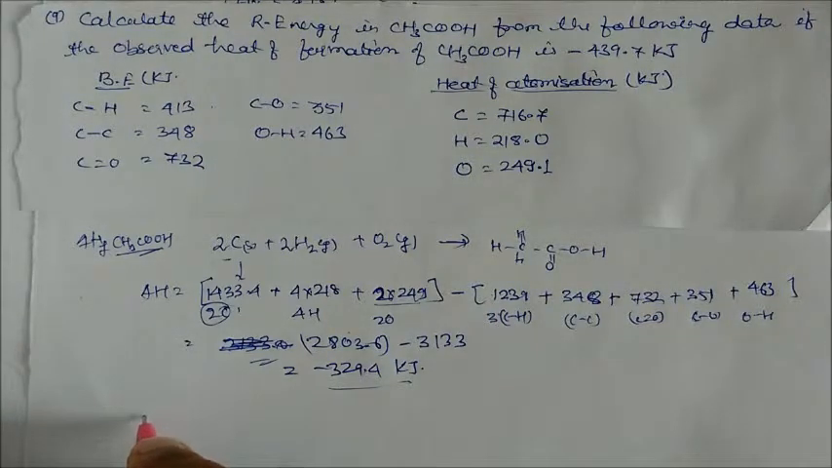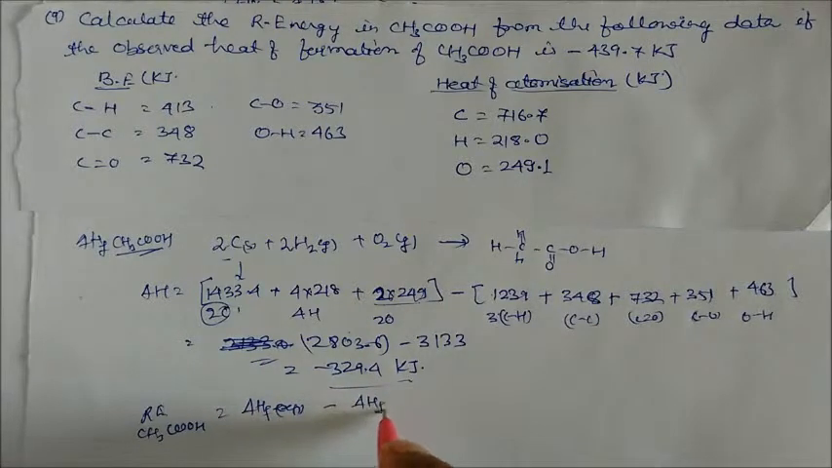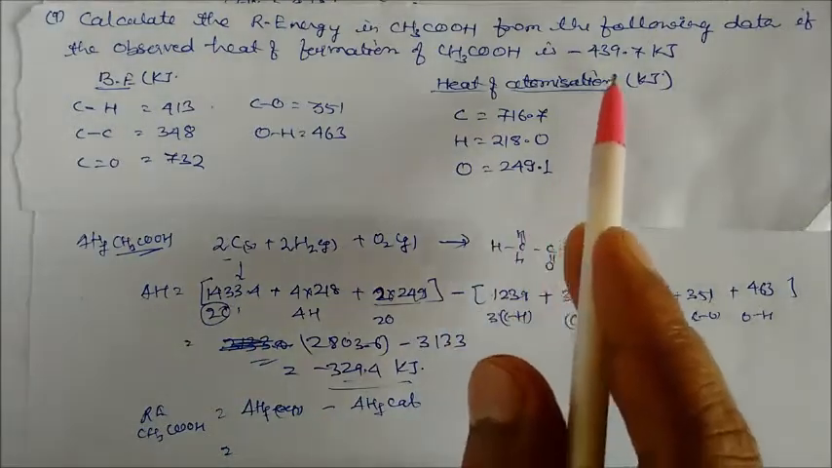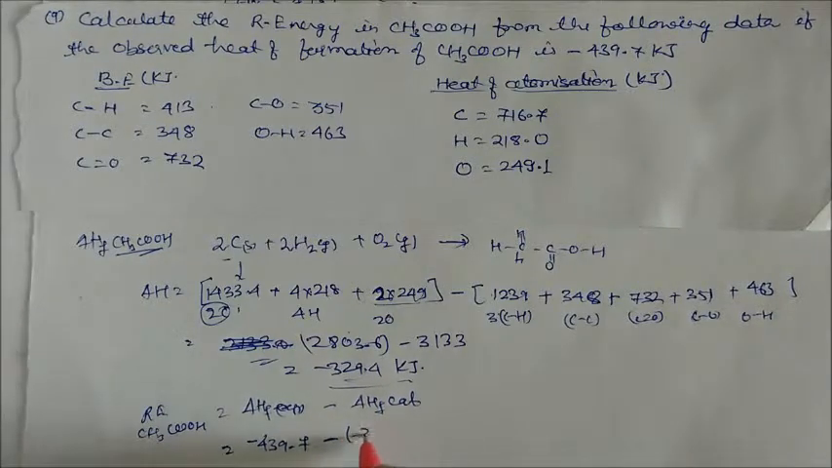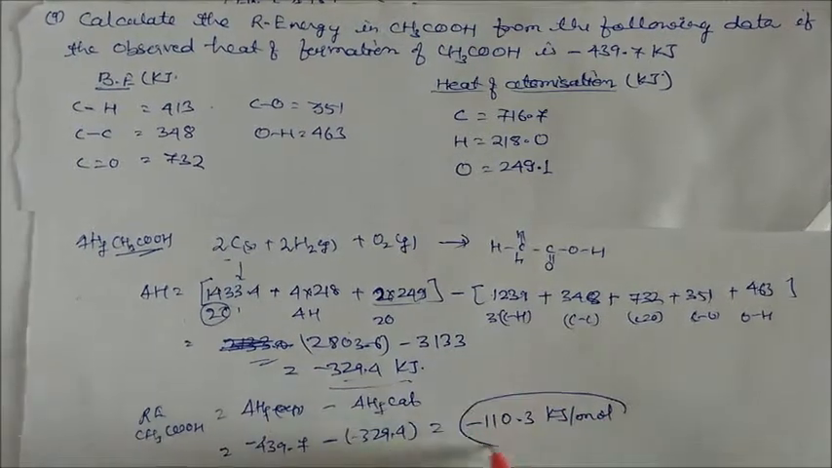Now what will the resonance energy of acetic acid be? Resonance energy of acetic acid will be the heat of formation experimental minus the heat of formation calculated. So this is the calculated value. The experimental value is given here already, 439.7. So right here, minus 439.7 and minus, this is given here, minus 329.4. On solving we will get minus 110.3 kilojoule per mole. So this is basically our answer.